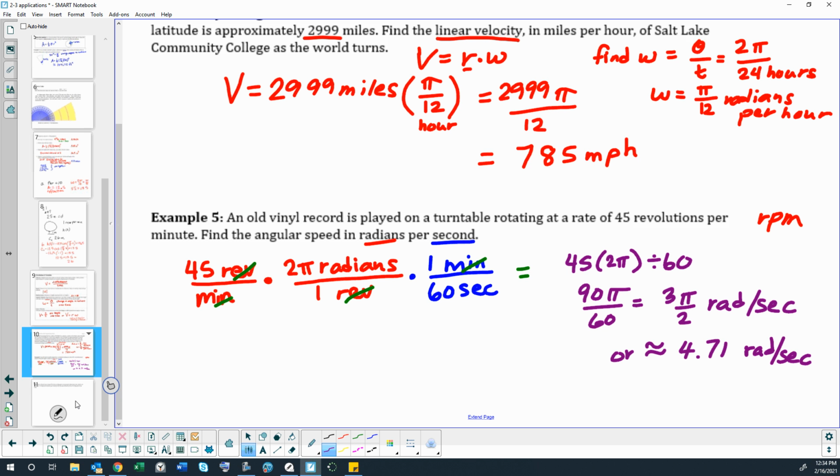All right, last example. This is a good problem.